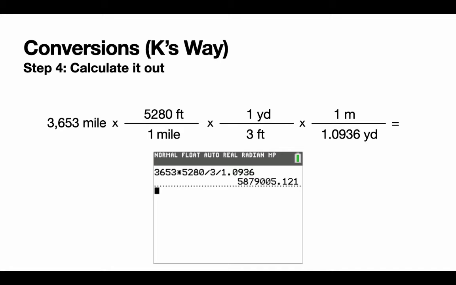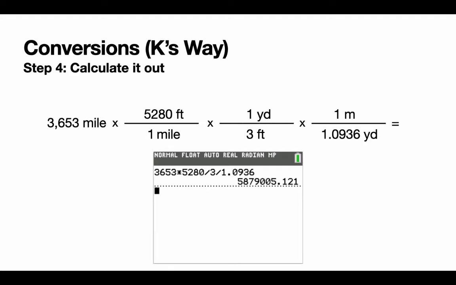Notice we did not include any of the ones because they don't matter mathematically. And anything that was on the top, we hit the multiplication sign before, and anything that was on the bottom, we hit the divide sign before we entered those values.